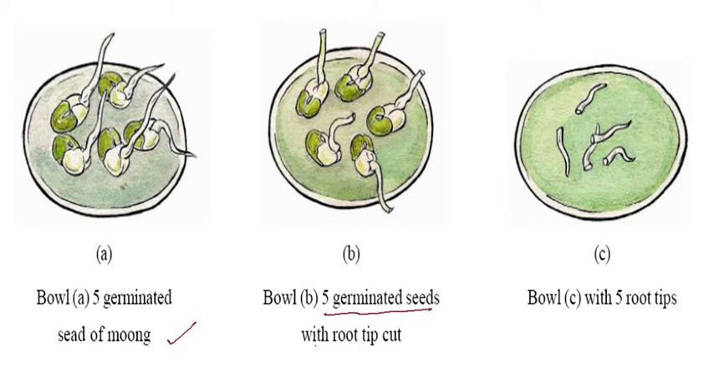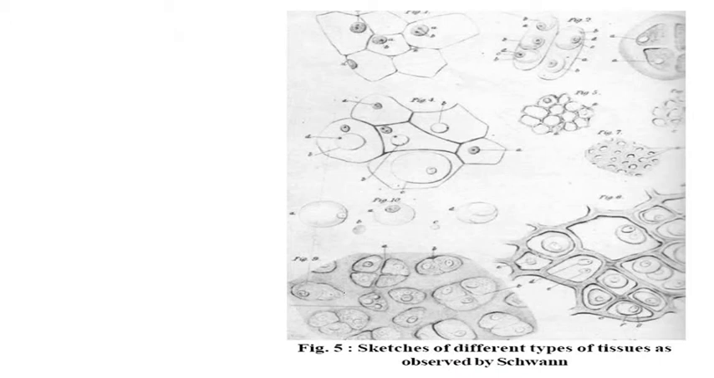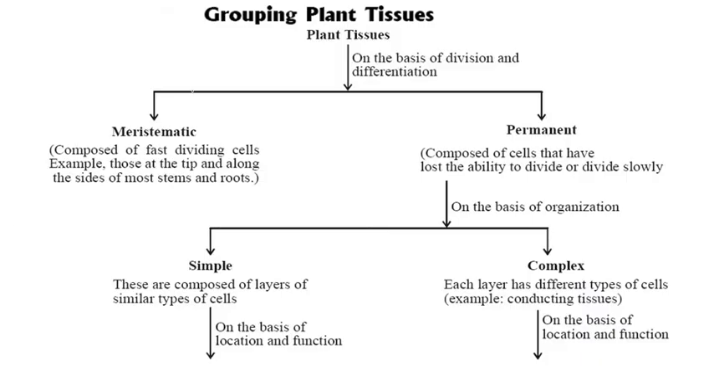So five germinated seeds with root tips cut. Now the five root tips are here. You can see these are the tips. Now next one, it is given as a tip: the arrangement of the cells in the tip of the radicle. The circled area shows the first row of cells. Now it is the sketch of the different types of tissues as observed under the microscope.